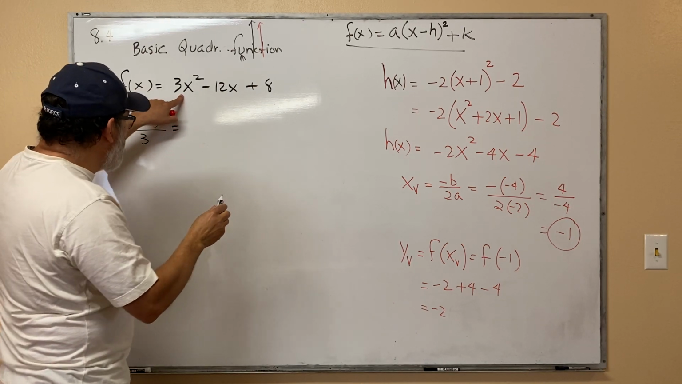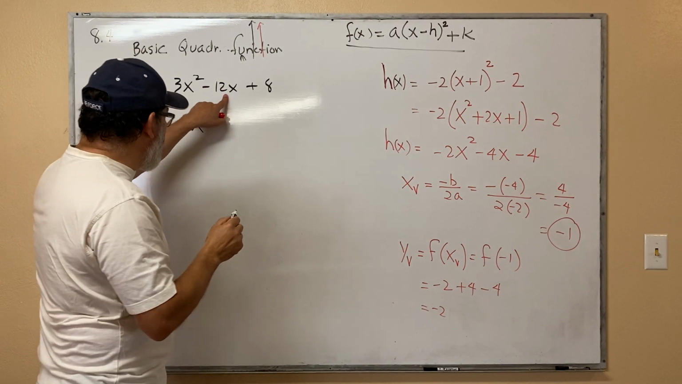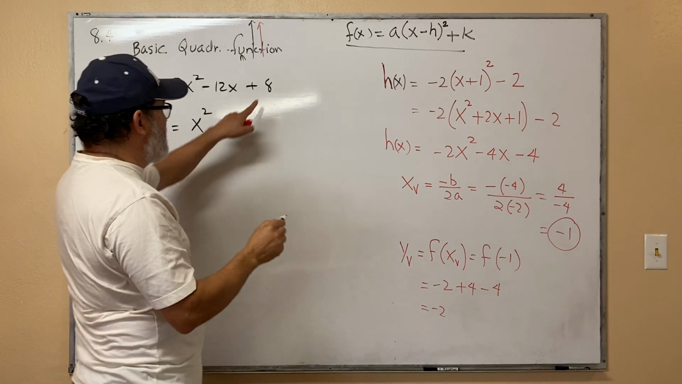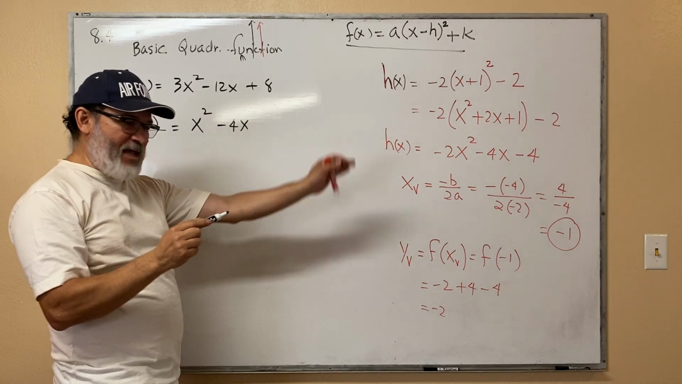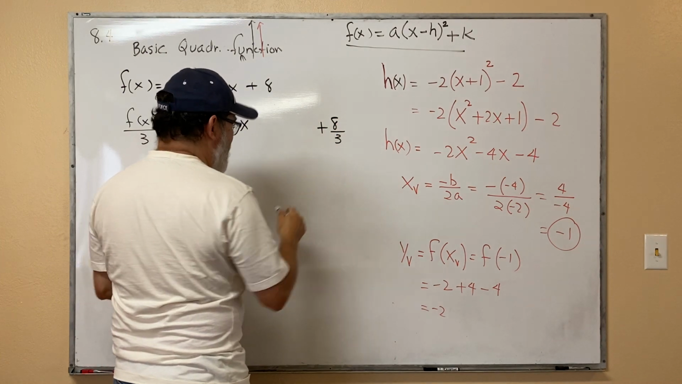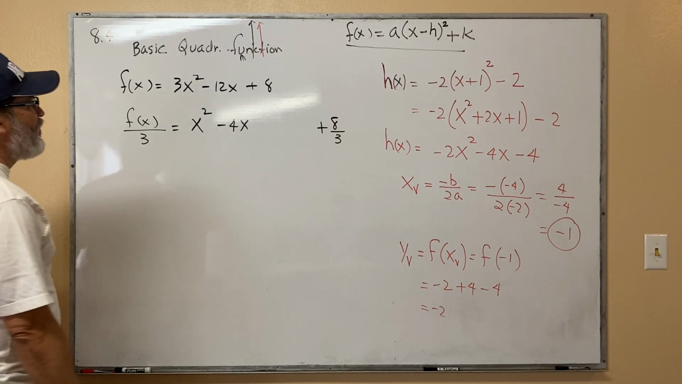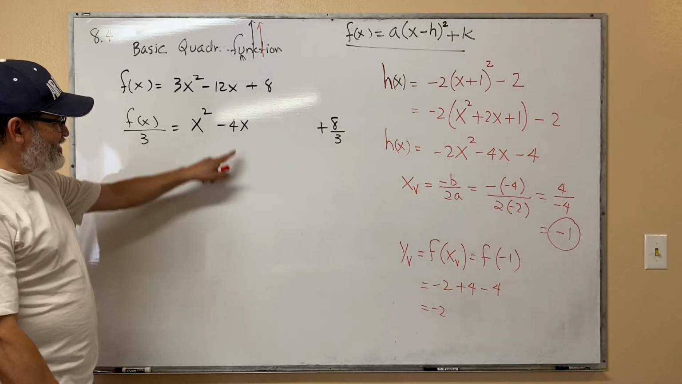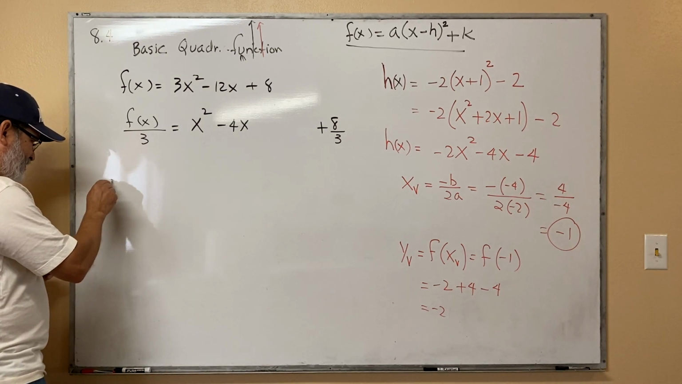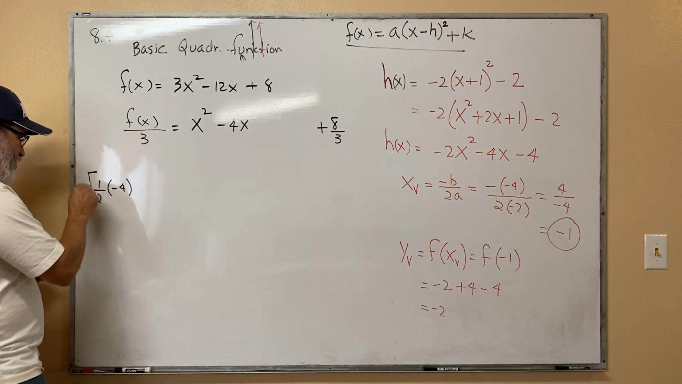Divide this by 3. Divide this by 3. Divide this by 3, but push it aside. You see? Now, take half of this. Square that.